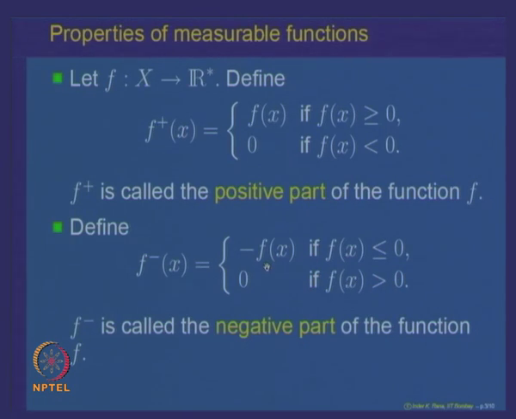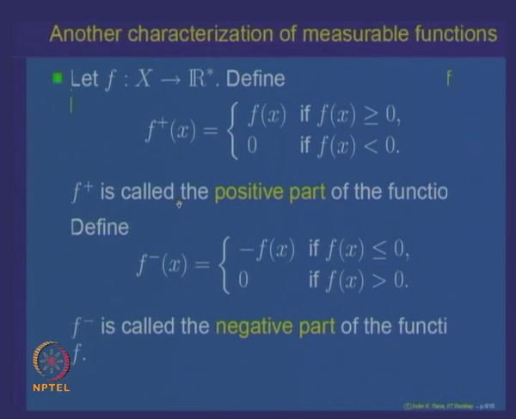Essentially, once again it is looking at the graph of the function. As long as the graph of the function is above the x axis, we put its value equal to 0, and it is minus of f of x if f of x is less than or equal to 0. So, these are called the positive part and the negative part of the function, and it is quite obvious from the definition that f can be written as f plus minus f minus.